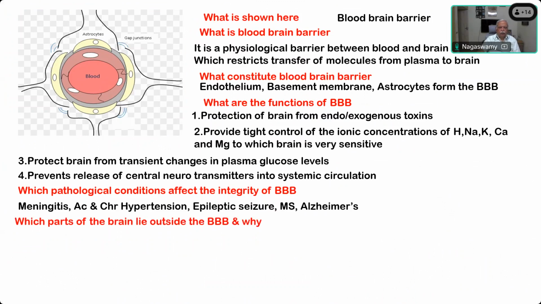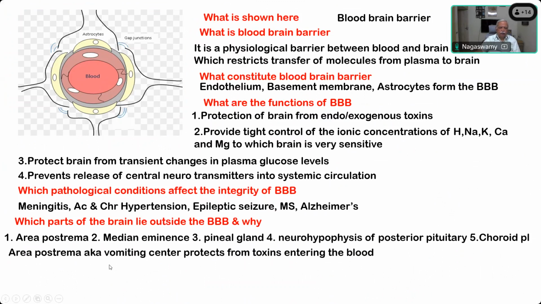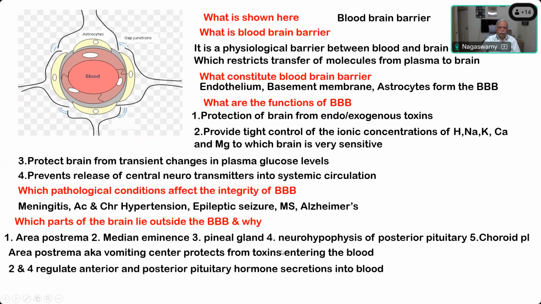Which parts of the brain lie outside the blood-brain barrier and why? There are 5 parts lying outside: area postrema, median eminence, pineal gland, neurohypophysis or posterior pituitary, and choroid plexus. The area postrema is also known as the vomiting center. It protects from toxins entering the blood. Then the median eminence and neurohypophysis cause anterior and posterior hormone secretions into the blood. And the pineal gland secretes melatonin, which is important for circadian rhythm.